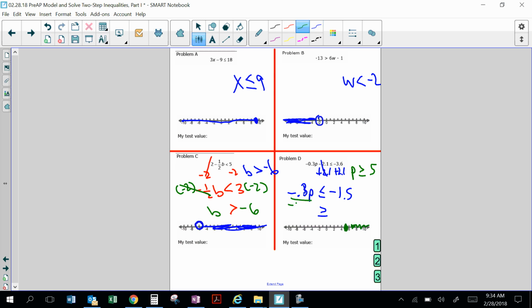We divide both sides by -0.3, cancel. And then, I don't know about you, but I don't really like working with decimals, so I'm going to multiply both of these by the power of 10, so it becomes -15 divided by -3 is 5.